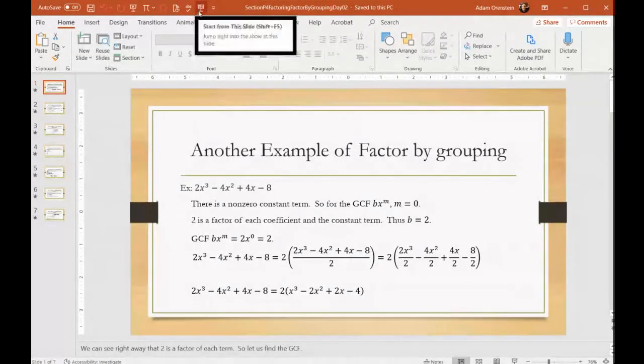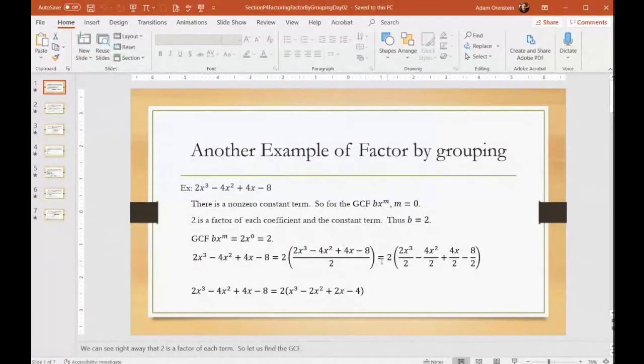Because you factor it out, that's how you get what's left over. Hopefully that's what you can see here. You have 2 times a bunch of other stuff. When you do the division, for instance in the first quotient here, 2x cubed over 2, the 2's cancel, and that's how we get x cubed. 4x squared over 2 is just 2x squared because 4 over 2 is 2, and so on. That's how we factor out the first GCF.